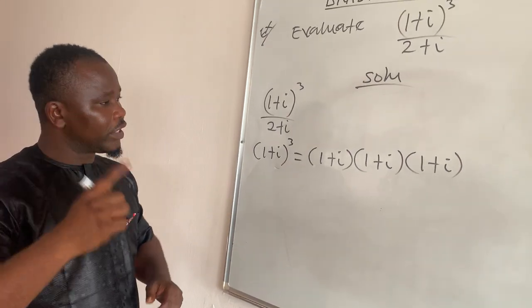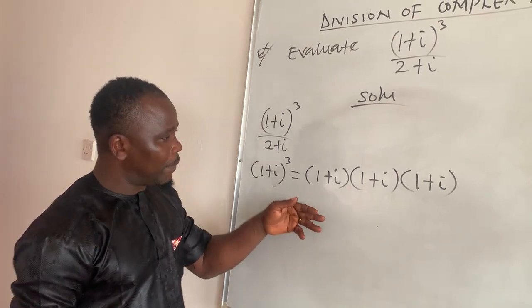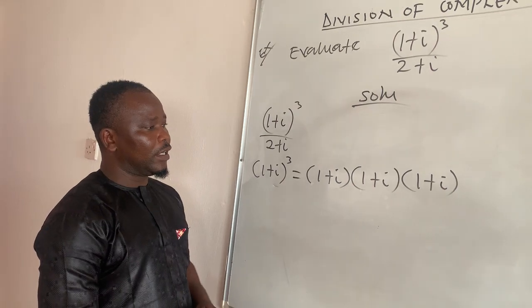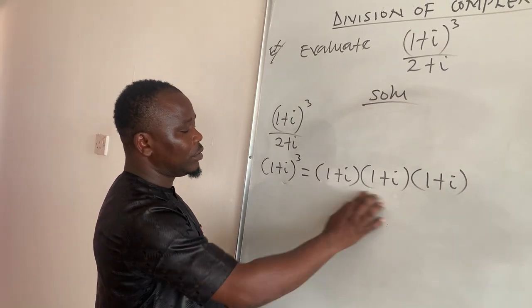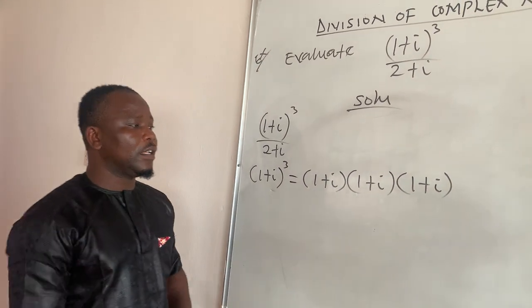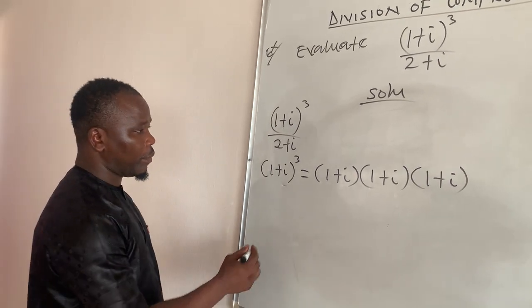Now, for the sake of the learners, I'm going to take it step by step. Let us just consider these two brackets. Then after the two brackets, whatever value we arrive at, we need to multiply by the last bracket. Is that clear? So let's go.